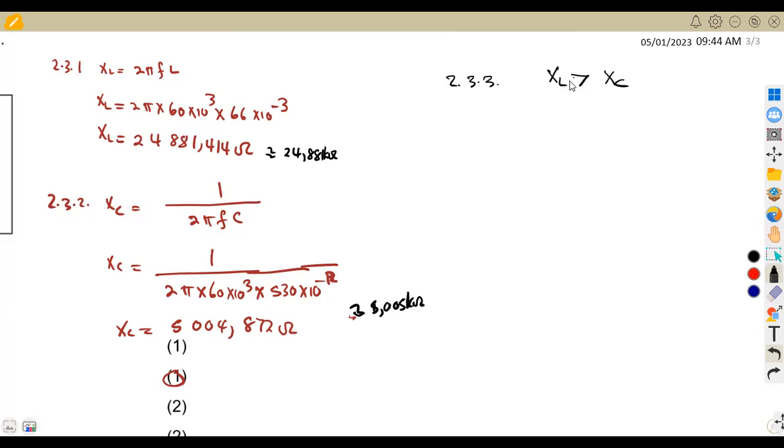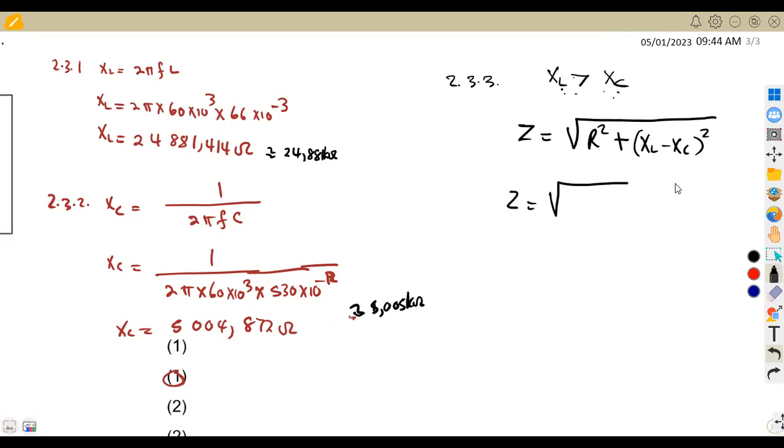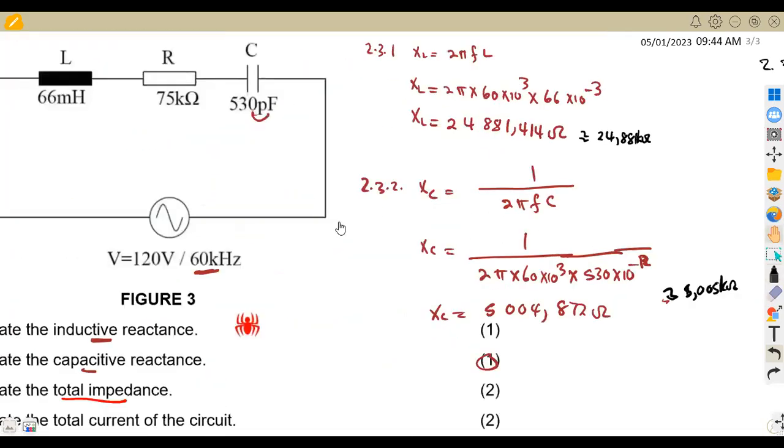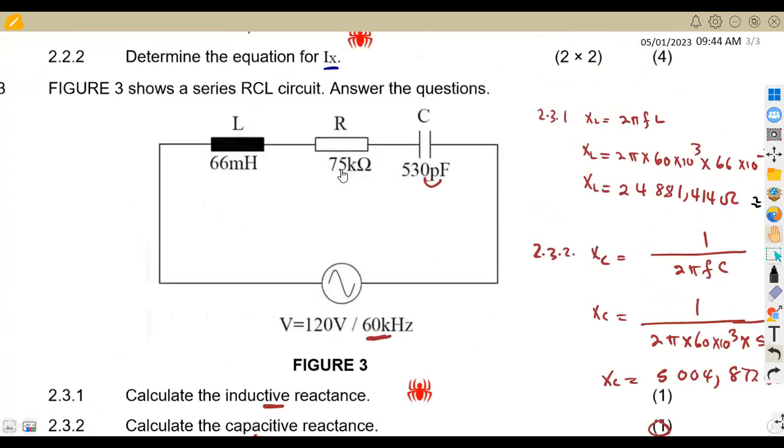So on a condition that XL is bigger than XC, that means our total impedance Z, which is the phasor sum of the resistances, is going to be R squared plus you subtract these two, that is XL, the bigger one, minus the smaller one, XL minus XC. But in any case, maybe you vice versa these, it is not going to affect your answer anyway. So our R, the resistance, is given as 75 kilo ohms.